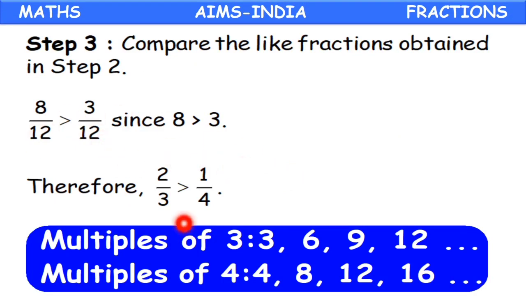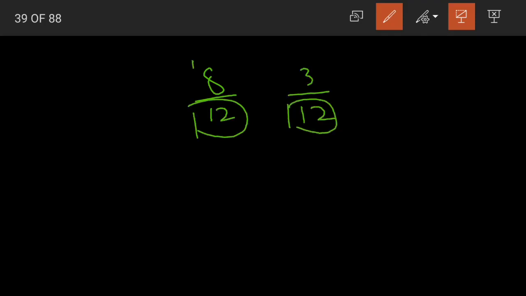Now the third step is, what is it, children? We have to compare these two. Yes, if we compare 8 by 12 and 3 by 12, the denominators are same, so we'll go for comparing the numerators. 8 is the bigger numerator here, so 8 by 12 becomes greater than 3 by 12. Understood? The concept of comparison of like and unlike fractions.